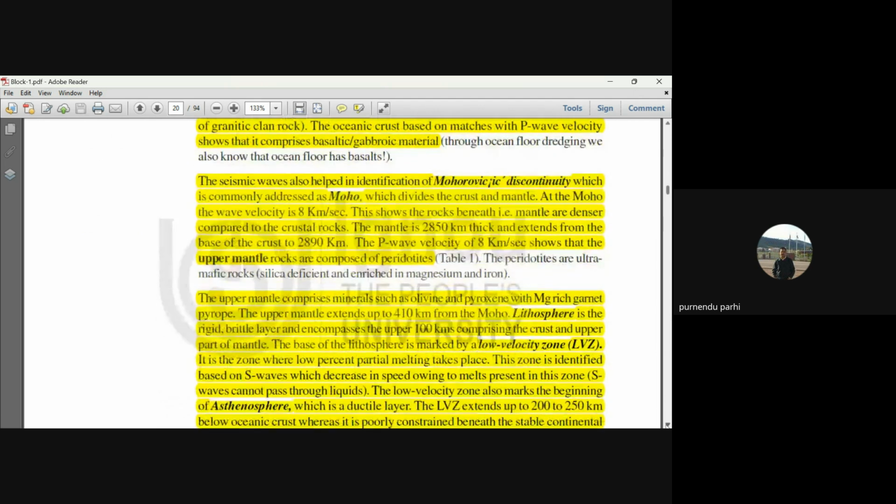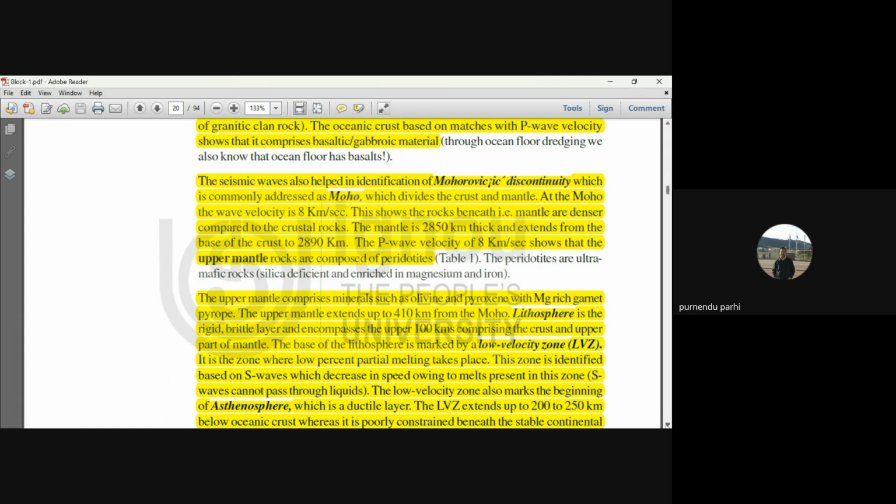The seismic waves also helped in identification of the Mohorovicic discontinuity, which is commonly addressed as Moho, which divides the crust and mantle. At the Moho, the wave velocity is 8 km per second. This shows the rocks beneath in the mantle are denser compared to the crustal rocks.